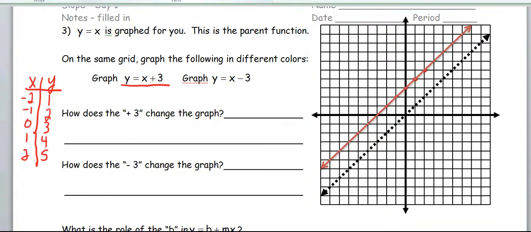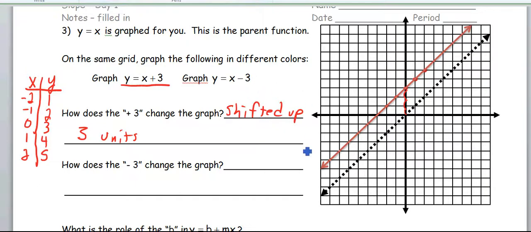So if we look, this one, y equals x plus 3, is shifted up. Let's look at this. 1, 2, 3 units up. So we can say it shifted up 3 units. That's interesting. So let's look at another one.